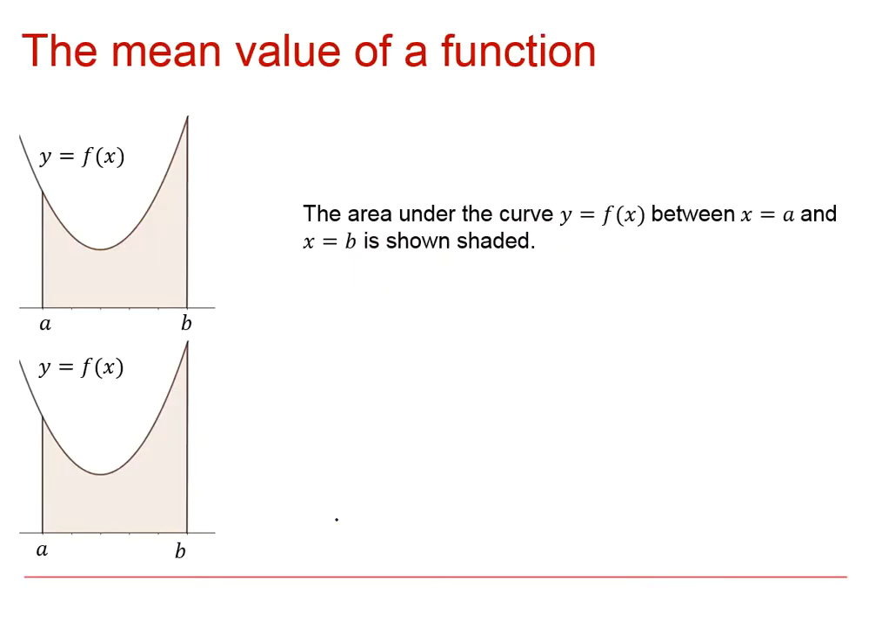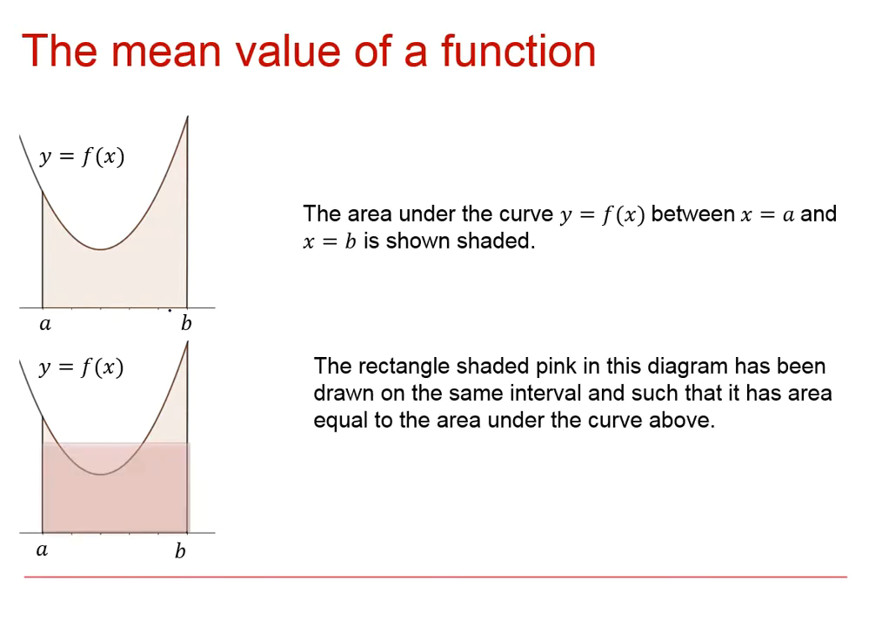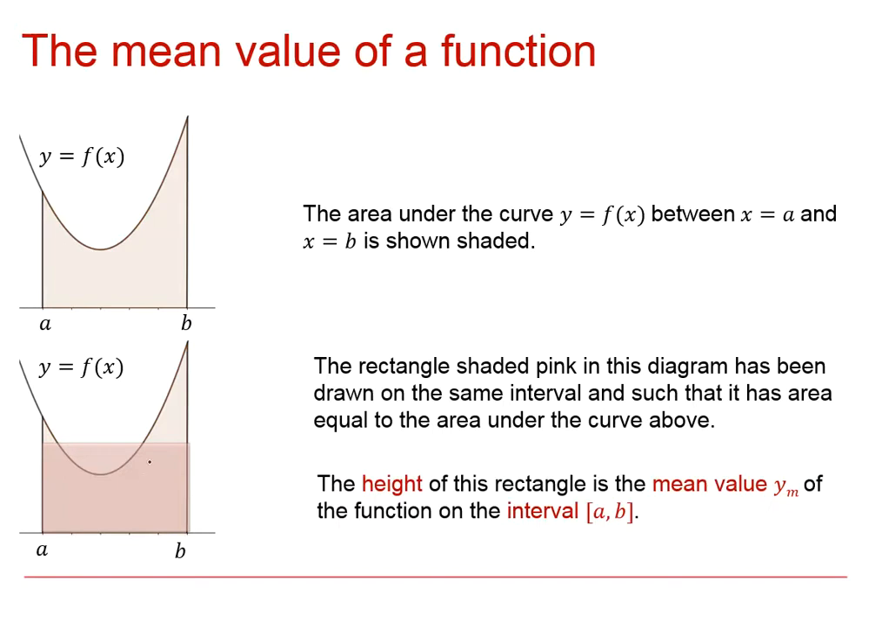So when we have a look at the curve here, we are showing the area underneath the curve between a and b. If we draw this rectangle here, it's been drawn so that the area of the rectangle is equal to the area under the curve above. The reason for this is it means that the height of this rectangle is the mean value of the function on the interval [a, b].